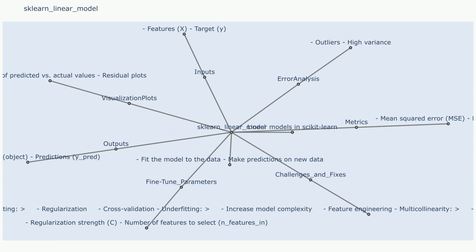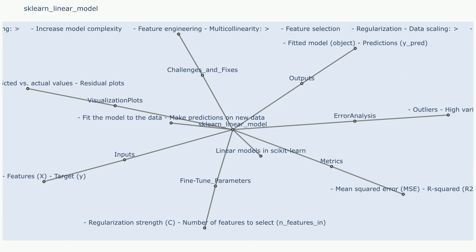Fixes to challenge 1. Regularization: add a penalty to the model's complexity to reduce overfitting. Feature selection: remove irrelevant or redundant features. Cross-validation: split the data into training and validation sets to evaluate model performance and tune hyperparameters.